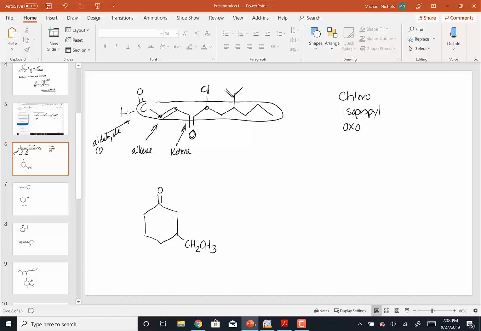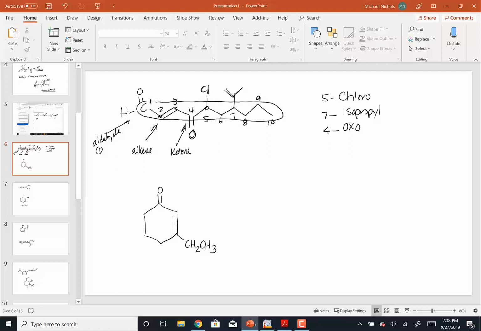Numbering, we number from the end with the aldehyde. That automatically gets carbon 1. I'm going to go across the chain, and so I have a 10 carbon chain. Putting in my numbers for those substituents, we have chloro at 5, isopropyl at 7, and the OXO group of the ketone at carbon 4. And that list is now alphabetized.